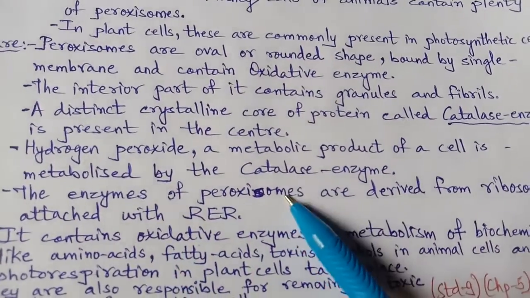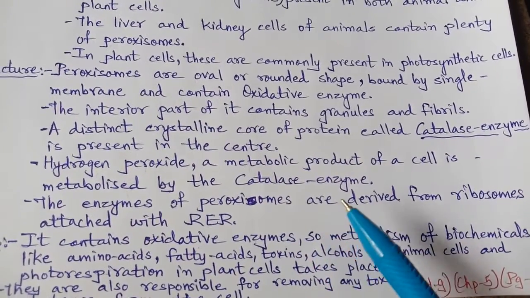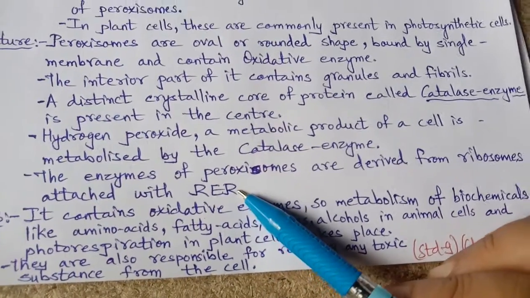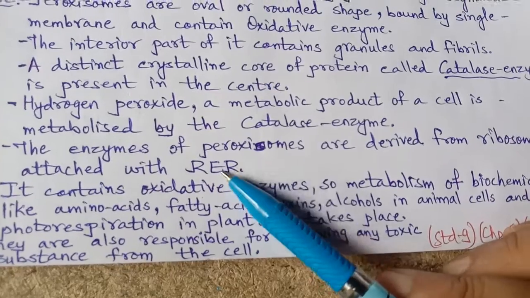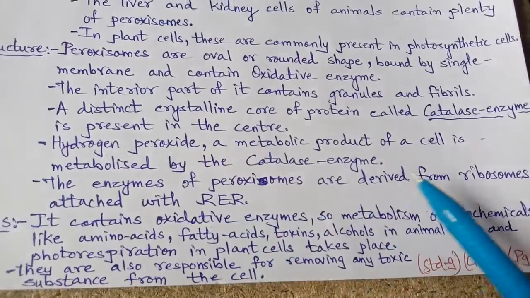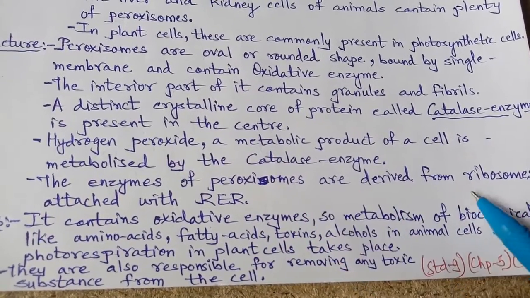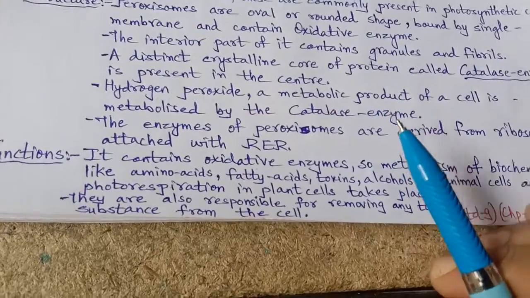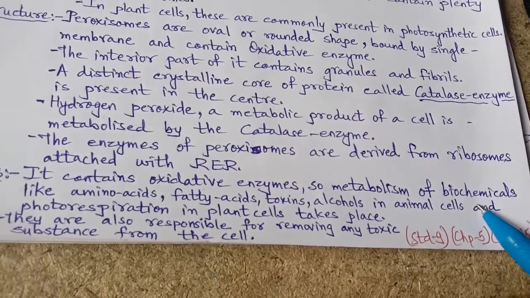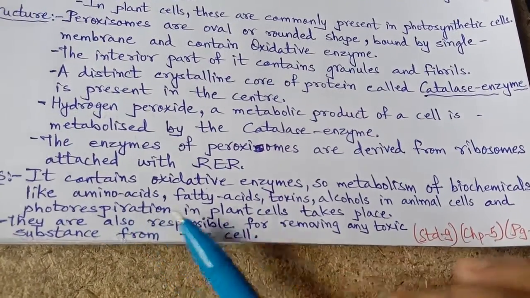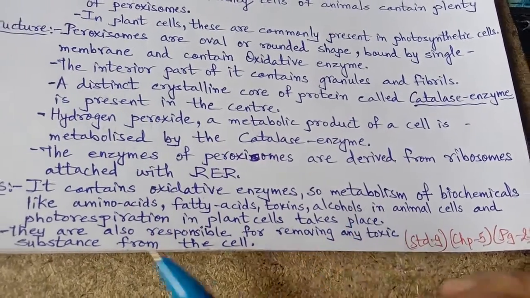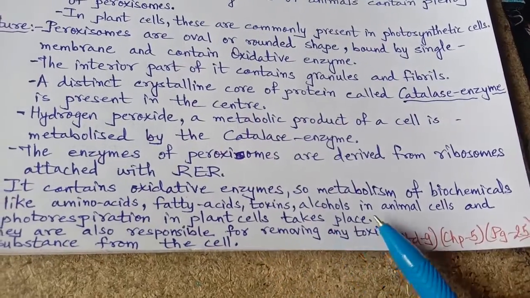The enzymes of peroxisomes are derived from ribosomes, which are attached to RER, rough endoplasmic reticulum. Ribosomes present on endoplasmic reticulum make it rough endoplasmic reticulum, and peroxisomes are derived from such ribosomes. Its function is that it contains oxidative enzymes, so metabolism of biochemicals, amino acids, fatty acids, toxins, alcohols in animals, and photorespiration in plant cells takes place.